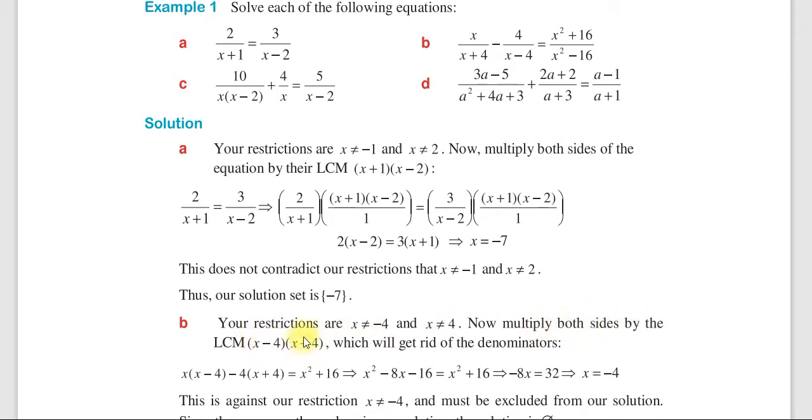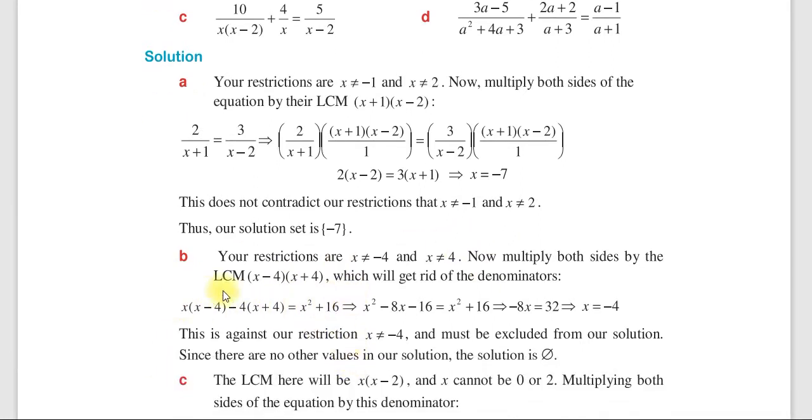Now apply both sides by the LCM, that is x minus 4 times x plus 4, which will get rid of the denominator. So both sides በLCM እናበዛዋለን. Finally, x into x minus 4 minus 4 into x plus 4, which is equal to x squared plus 16, which implies x squared minus 8x minus 16. ያ ማለት x ውስጥ ትገባለች x squared minus 4x, እዚህ ጋር ደግሞ minus 4x minus 16 ይሆናል.